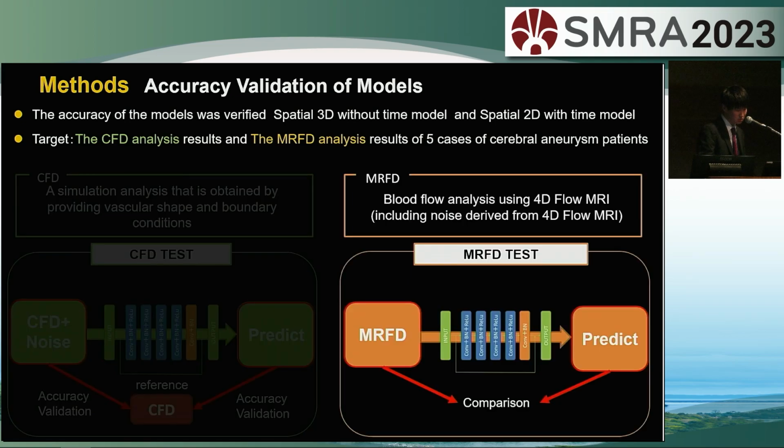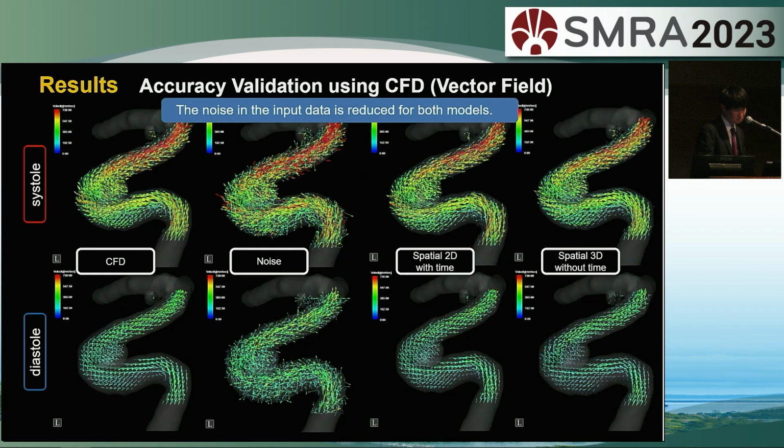The second test was an MRFD test. Actual MRFD was used as input data. The results output by the model were used as predicted data, and these were compared to examine the accuracy.